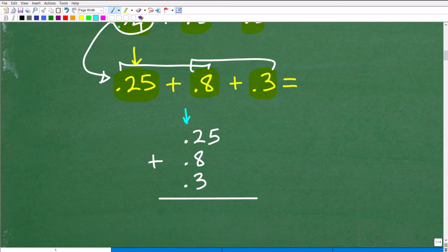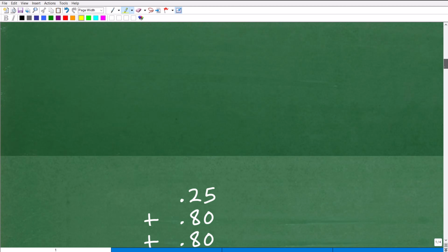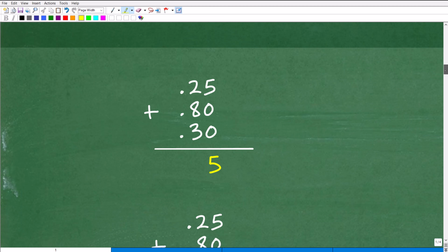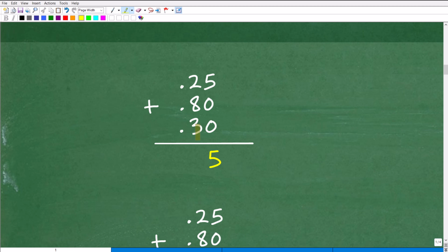And this is really bringing us down memory road, right? You're like, okay, yeah, I forgot how to do this. But just line up those decimal points. And now we're going to go ahead and add these numbers up. And then we'll talk about where that decimal point lands here in a second. Okay, so here is what we want to do. All right, so we have 0.25 plus 0.8 plus 0.3. So let's put some zeros in here so this is all lined up nice and neat.